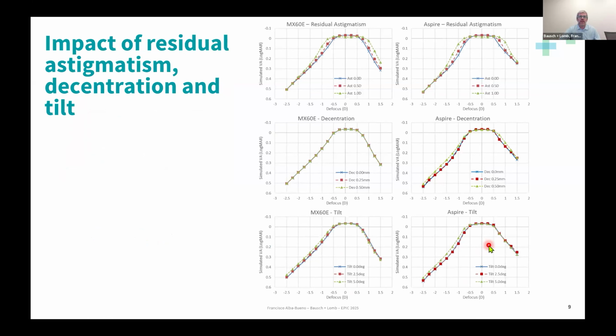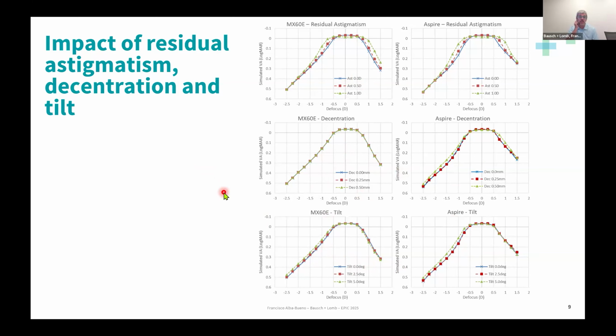Surprisingly, what we found is that the impact of astigmatism is very similar in both designs, and decentration and tilt are very similar as well. So the differences are very small, and actually they have very low impact on the performance. So we can say that the lenses perform pretty well, no matter what the tilt is.